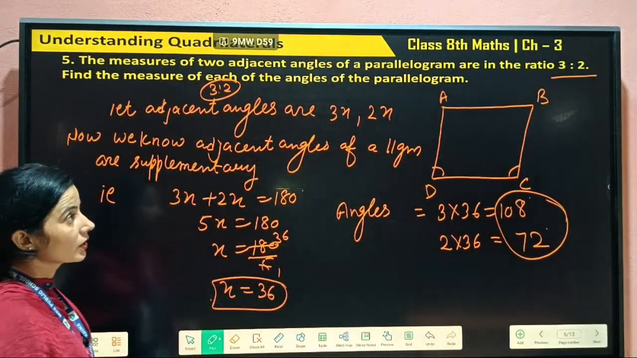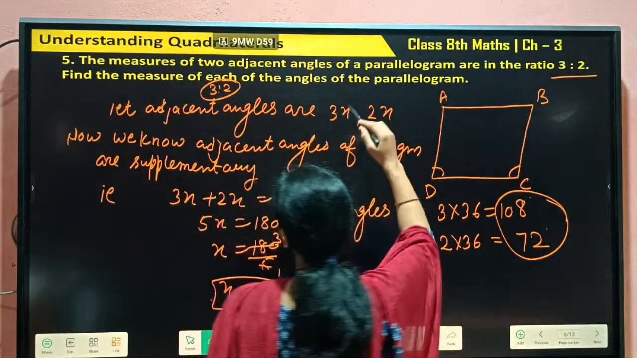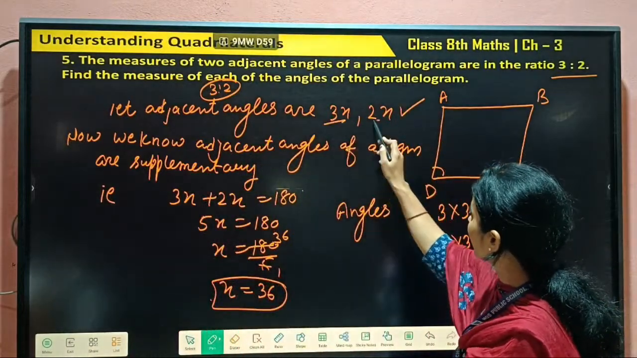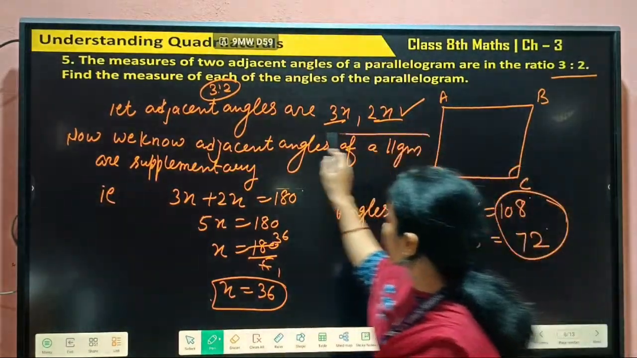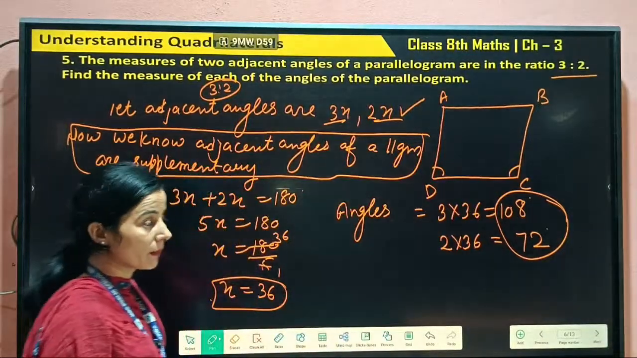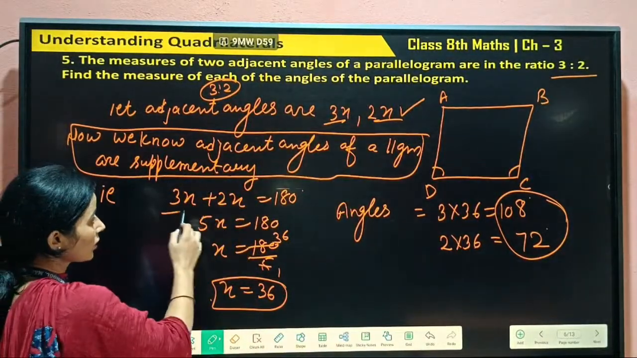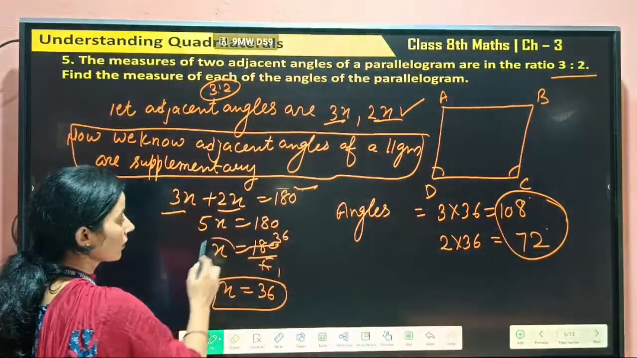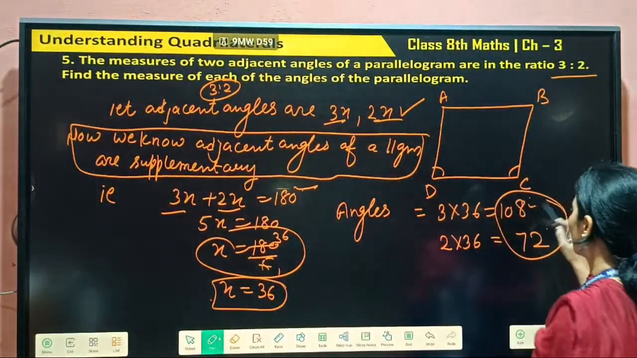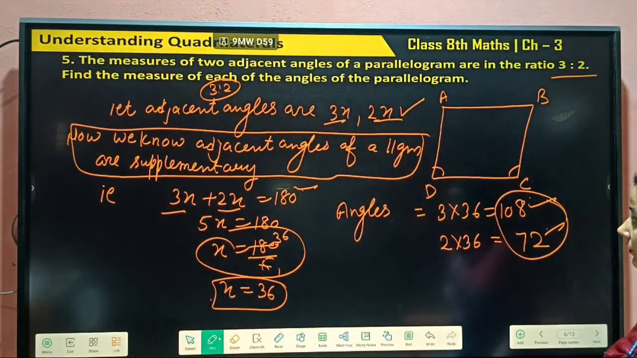Angles were in 3:2, so you can consider angles are 3x and 2x. Then we know this property of a parallelogram: adjacent angles of a parallelogram are supplementary. After that, 3x plus 2x is equal to 180. From there we got the value of x. x is equal to 36. And after that, find out the value of these angles.